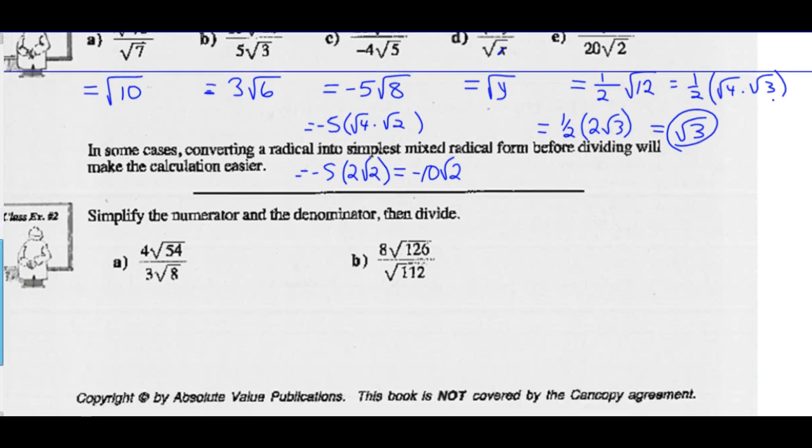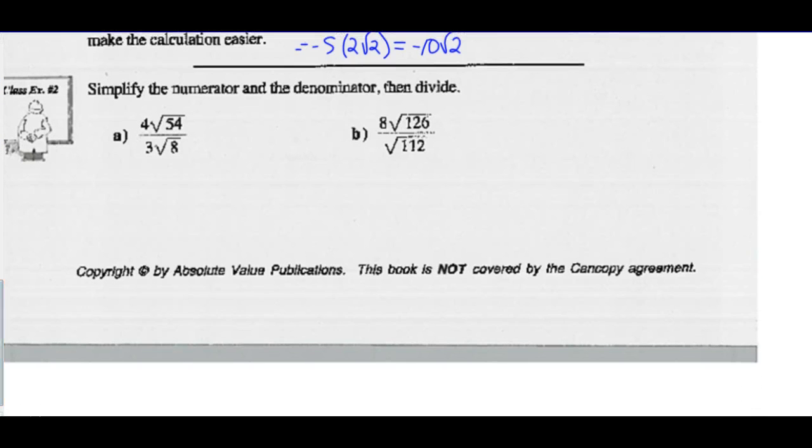Example 2. Simplify the numerator and denominator, then divide. So we've got radicals that are not in simplest form, so let's do that first. So 4 times radical 54. Well, radical 54 can be written as, how about radical 9 times radical 6? And radical 8 can be written as radical 4 times radical 2. And now I could simplify these.